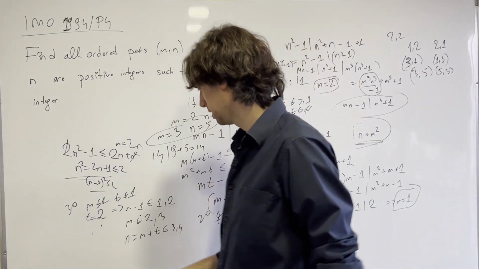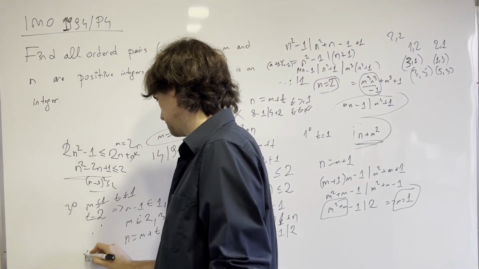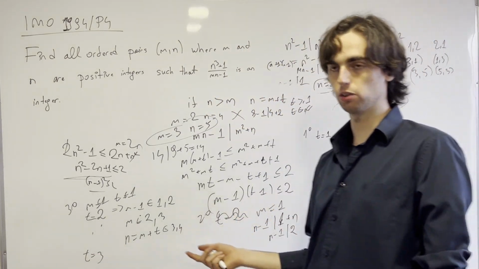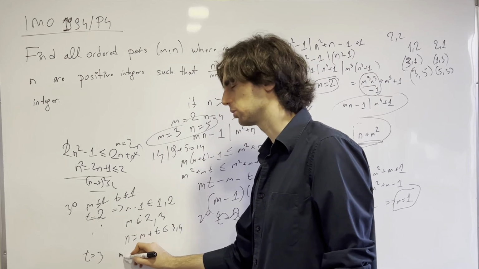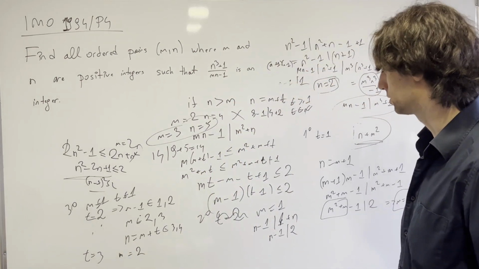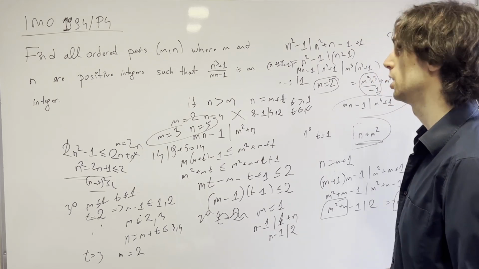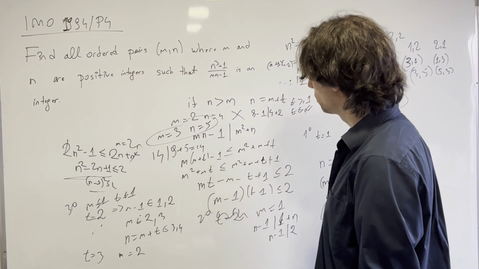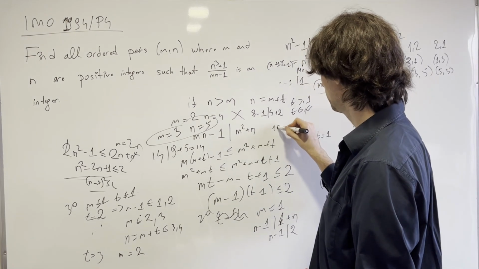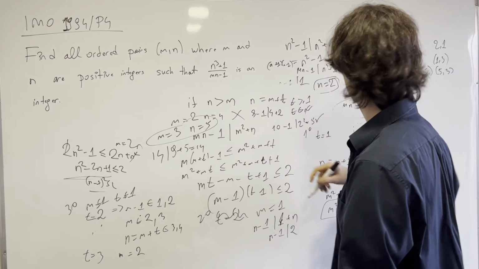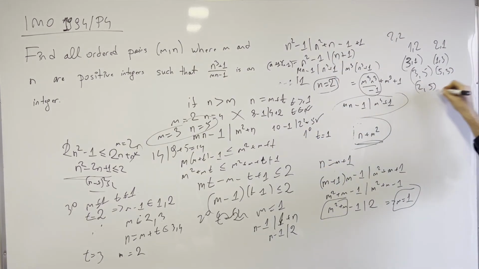And finally, we have the case where t is equal to 3. And now this forces m minus 1 to be equal to 1, which means m is equal to 2. And now we need to check the solution 2, 5, which should also work. For 2 and 5, we have 10 minus 1 divides 2 squared plus 5, which is correct. So we have the solution 2, 5, 5, 2.